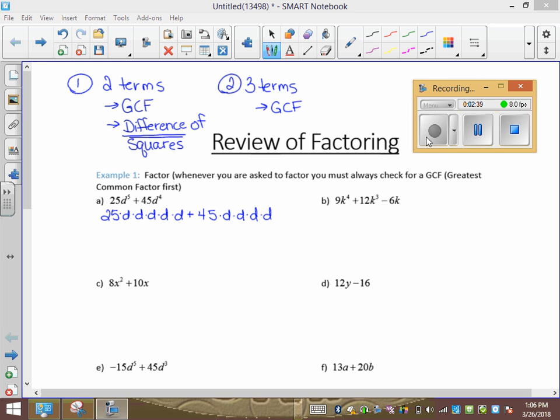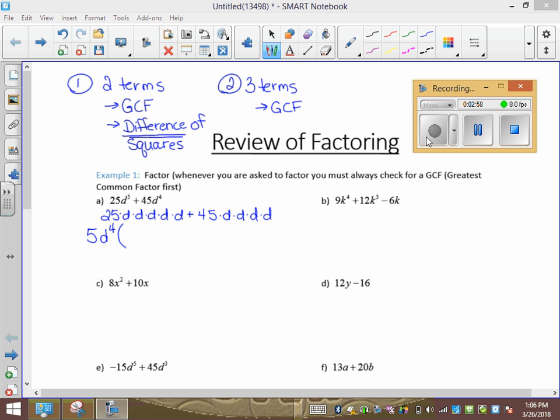And then what can you take out of 25 and 45? A 5. So you can take a 5 out of the coefficients and 4 d's. Can't take out 5 d's because the second one doesn't have 5. Okay? So we're going to take out a 5 and d to the 4, which is just d times d times d times d. Right?